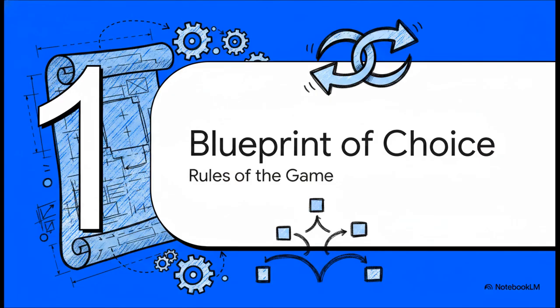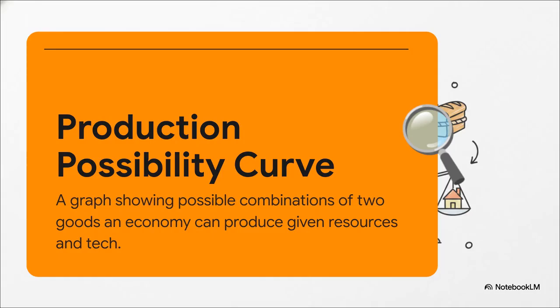All right, Section 1, the blueprint of choice, setting the rules of the game. Before we can really navigate scarcity, we absolutely need a map. Enter the Production Possibility Curve, or the PPC. You might also hear it called the Production Possibility Frontier, or the Transformation Curve in some textbooks. But honestly, just think of it as our primary blueprint.